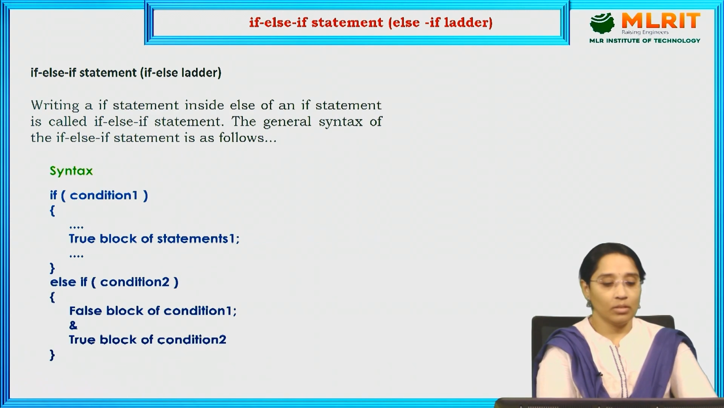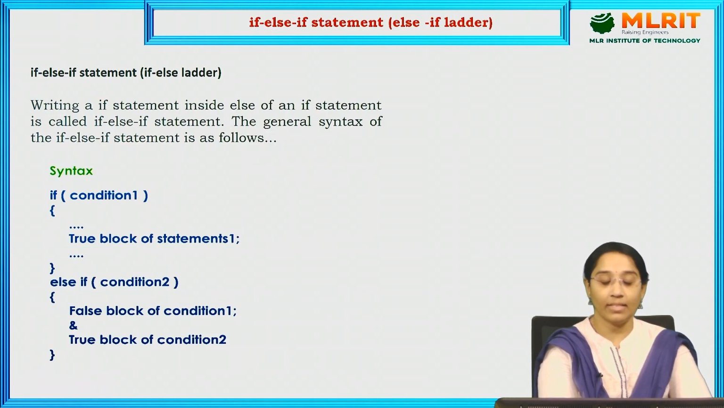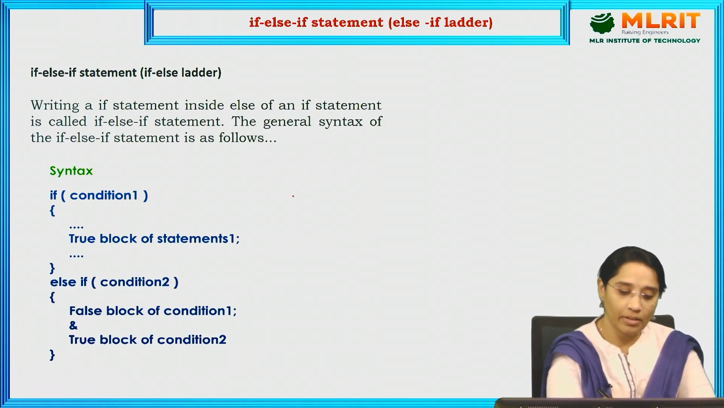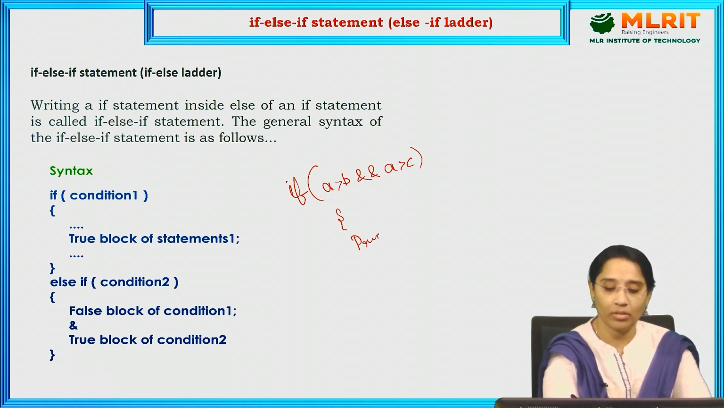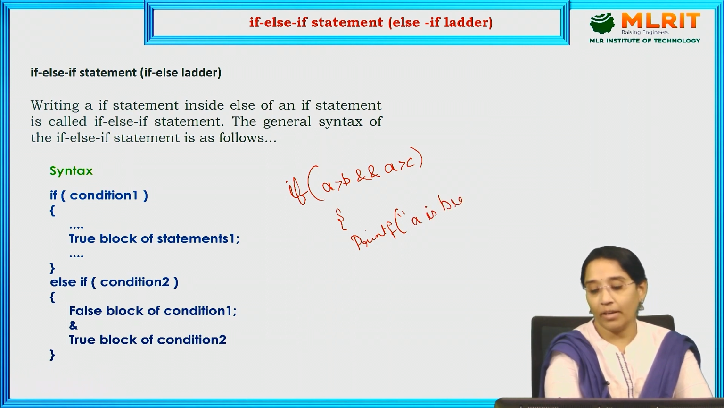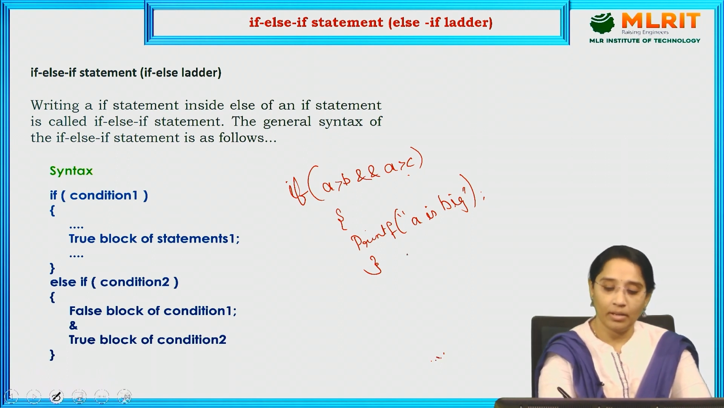Let's consider the same program, largest among 3 numbers, in else if ladder. So how can we write? If A greater than B and A greater than C. Here I am using the AND operator. Printf A is big. See what I am doing here. I am checking A with B and C, whether B and C are smaller than the value A. Printf A is big.